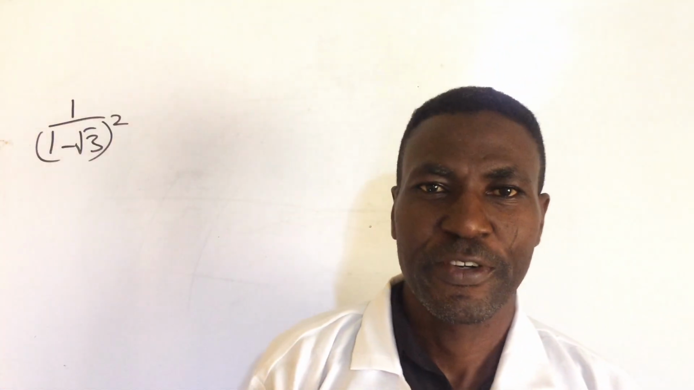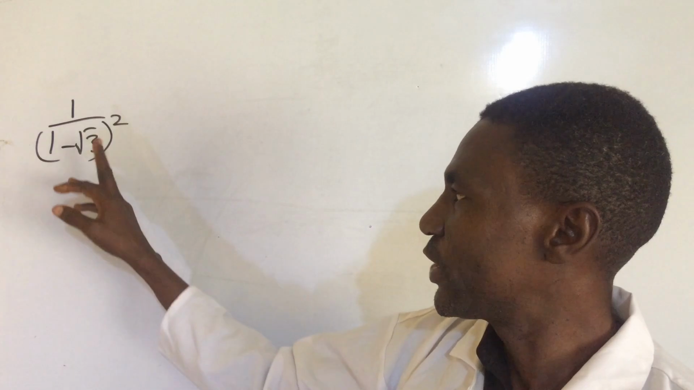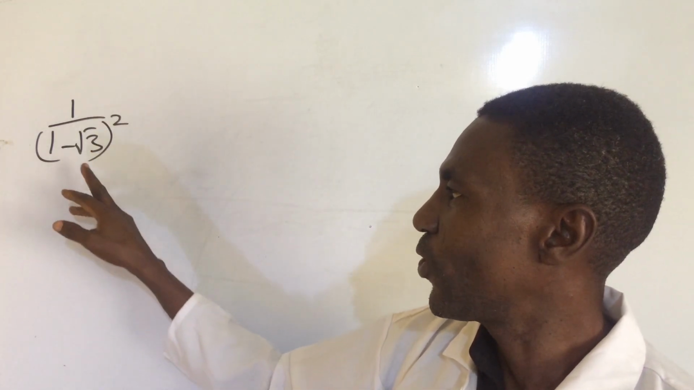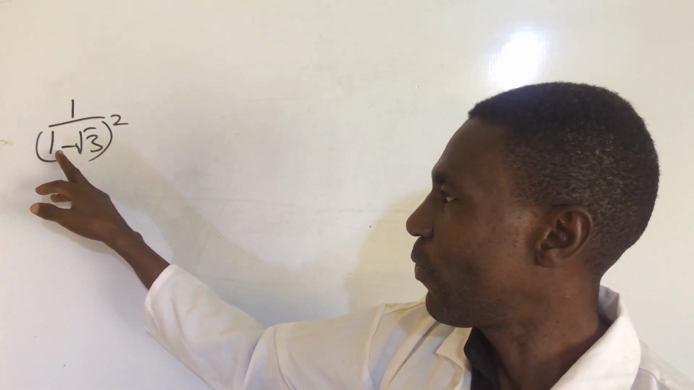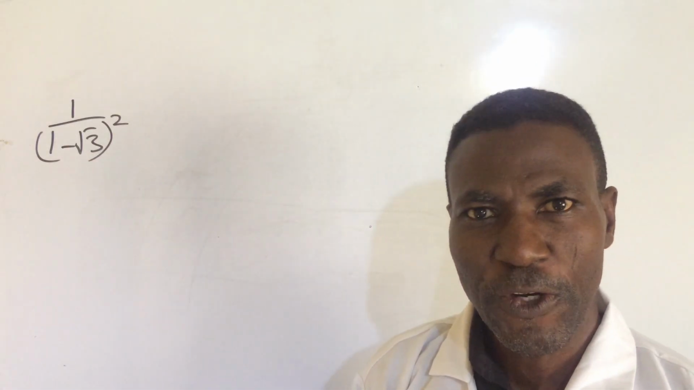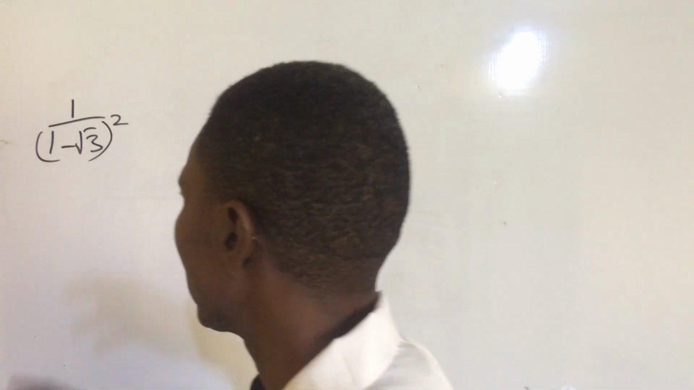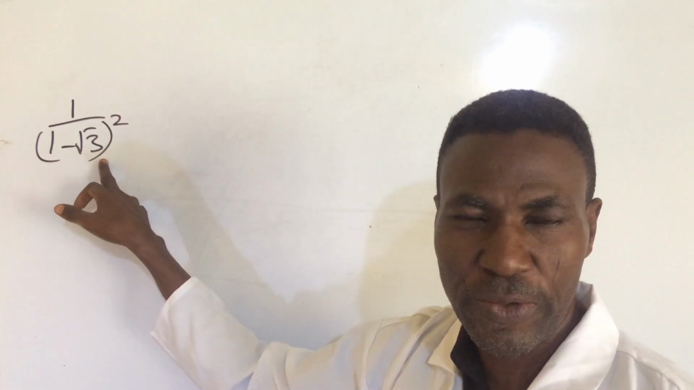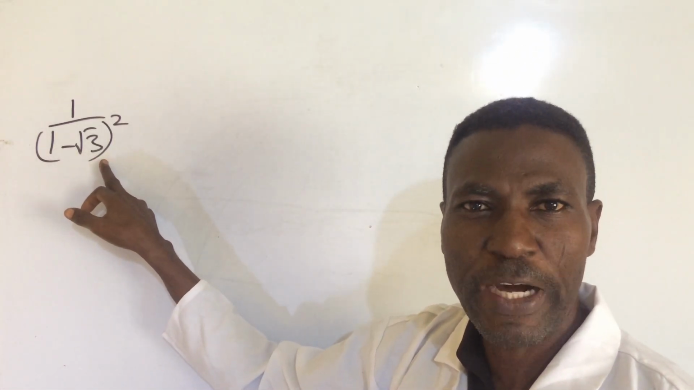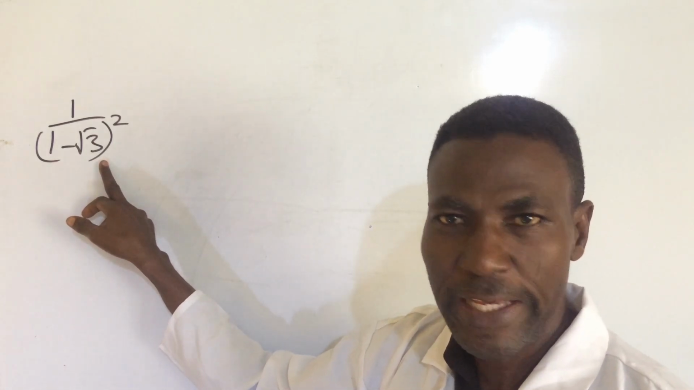Another form of surd rationalization, okay? The question says we should simplify 1 all over (1 minus square root 3) squared, okay? Now, solving this, what do we do? We first of all resolve this one, before finding the conjugate of it, okay?